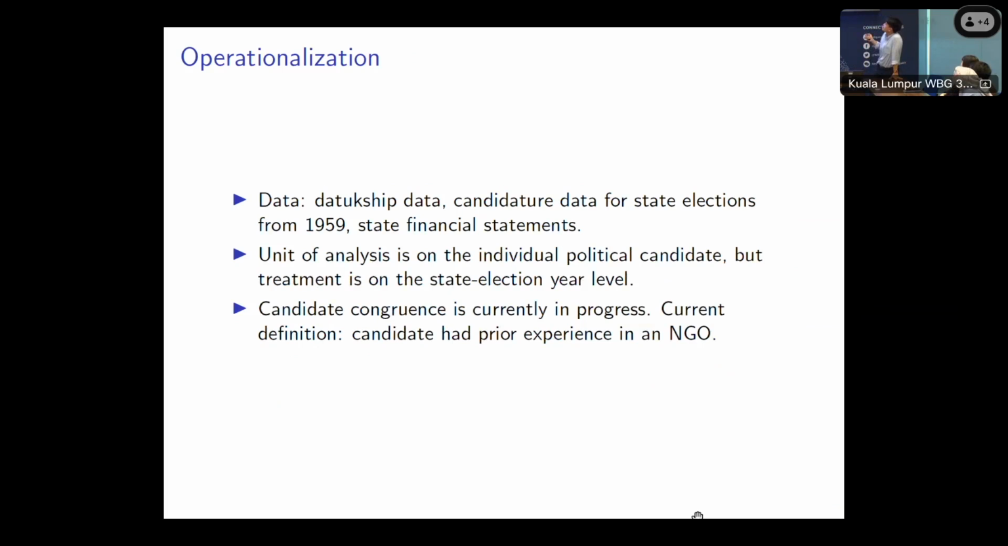The unit of analysis is the individual political candidate, but the treatment is at the state election year level. So although the data is on the individual, the treatment is actually on the state and election year level. The idea here is that the regime would affect your ability to run for office. And the candidate congruence is currently in progress. Currently, my definition is whether they have prior experience in an NGO or did some community work prior to coming to office. I know it's problematic in this scenario, so I'm still thinking about that.